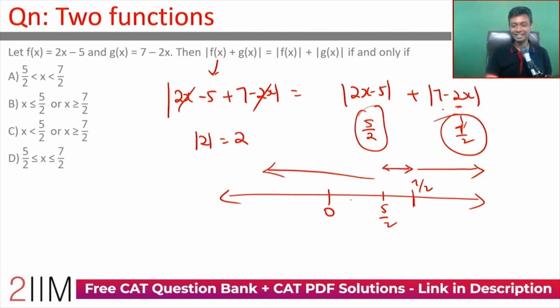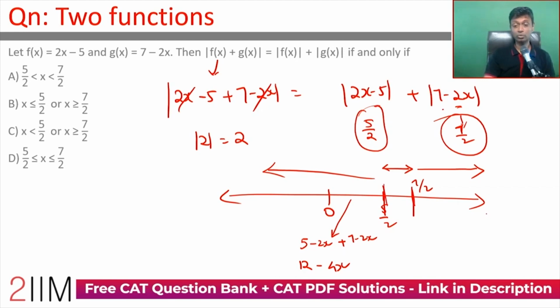Right? Less than 5 by 2. If X is less than 5 by 2, X is say 2. Then this will be 2 into 2 minus 5, which is minus 1. Modulus of minus 1 is plus 1. So here there will be 5 minus 2x plus modulus of 7 minus 2x. If x is less than 5 by 2, this will stay as 7 minus 2x, plus 7 minus 2x. This will be 12 minus 4x. And I'm just breaking it into three ranges.